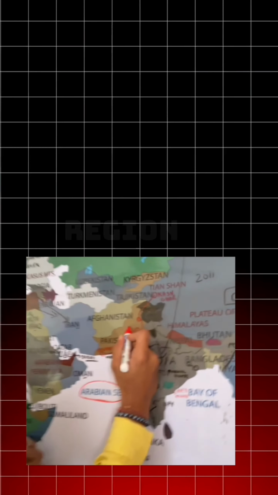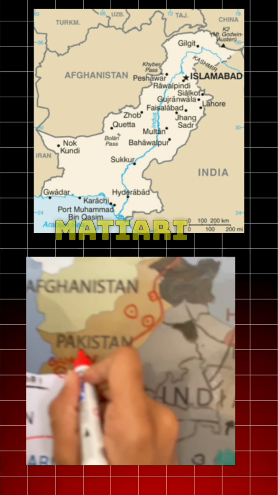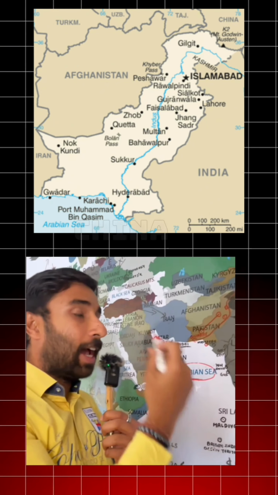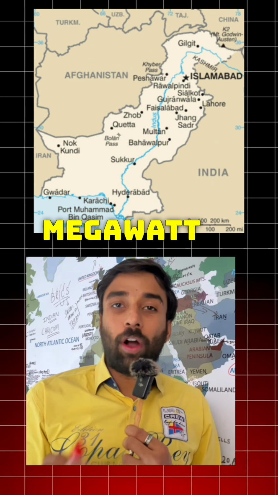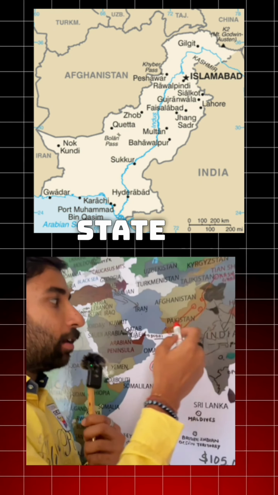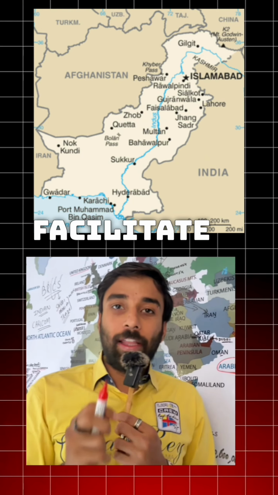region. Then from the region of Lahore to Matiari, there is a 900 kilometer power transmission line that China has established to transmit 4000 megawatt of power in the state of Pakistan to facilitate their trade.